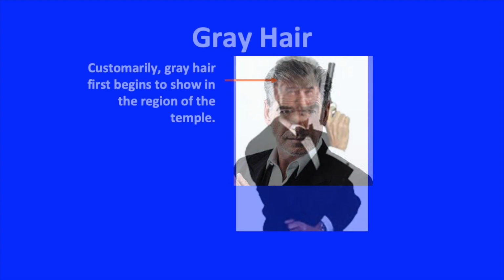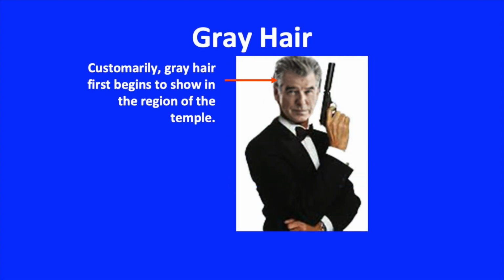Let's start with a definition. Why call the side of the head the temporal region? As Pierce Brosnan demonstrates, customarily, gray hair first begins to show in the region of the temple. That is, we show the passage of time on this earth by the appearance of our hair. The side of our heads relates time. But even the second meaning of the word, relating to worldly as opposed to spiritual affairs, that is secular, fits well, because it is kept within our heads, in our minds.